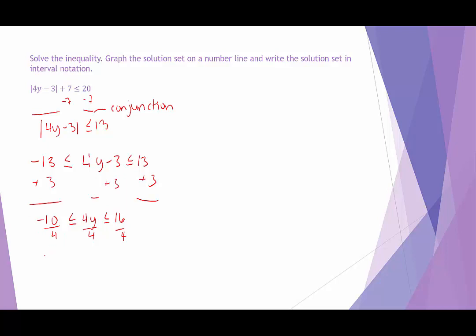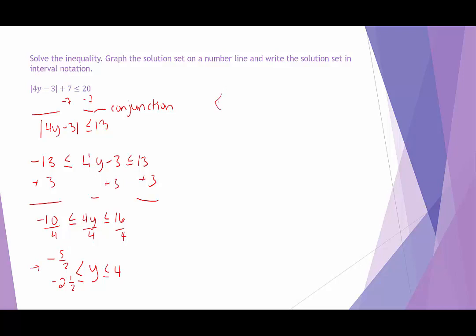Negative 10 over 4, while 4 doesn't go evenly into 10, I can simplify. It will be negative 5 over 2, or you can say negative 2.5. So I'm going to just do a big less than or equal to. This would be y, less than or equal to 16 divided by 4, which is 4. So that would be the inequality, whichever way you want to write it. I probably would not write it the way I did, just choose one and that's fine.